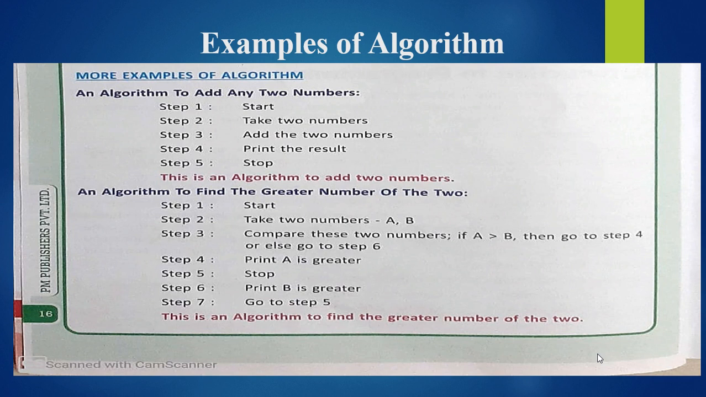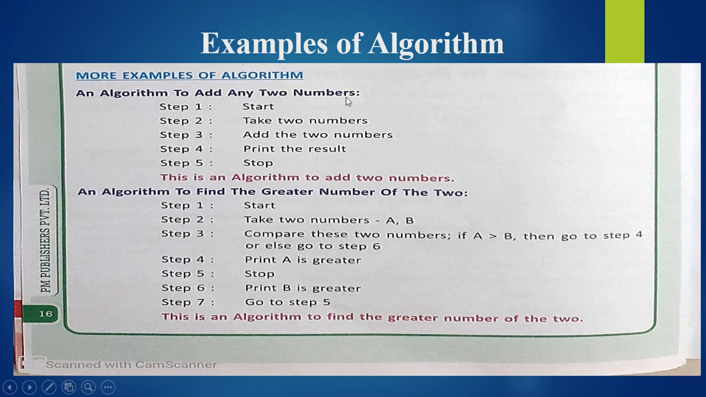First is if you want to add 2 numbers. Now here they specify the procedure of how you write down the algorithm. When you want to write down the algorithm, always at the left side write down like this: step 1, step 2, step 3, step 4, step 5. At the beginning always write start, and at the end write stop, and in between you write the steps.